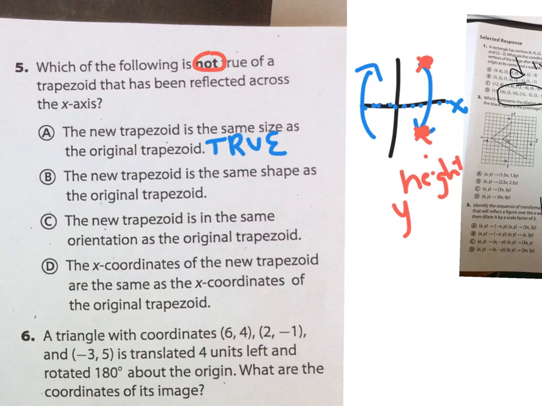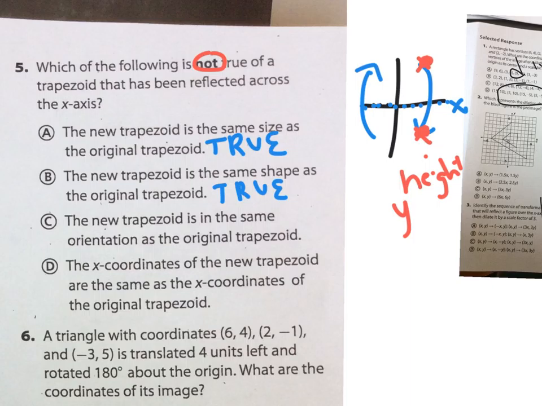Part B, the new trapezoid is the same shape as the original trapezoid. That is also true. Remember, when we rotate, reflect, and translate, our image will be the exact same size as our pre-image. The only one that changes size is dilation, and even then it still stays the same shape.